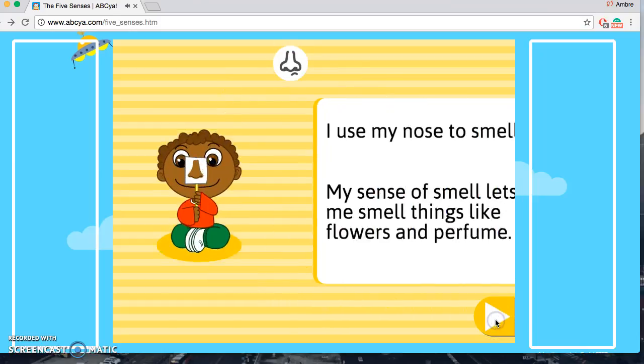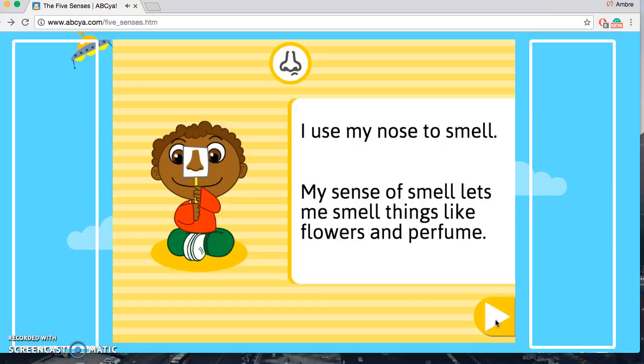I use my nose to smell. My sense of smell lets me smell things like flowers and perfume. The sense of smell is being used in this picture. He is smelling things like flowers and perfume, and he is using his nose to smell.